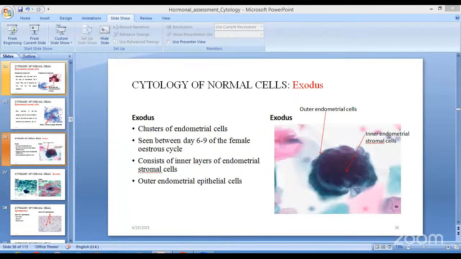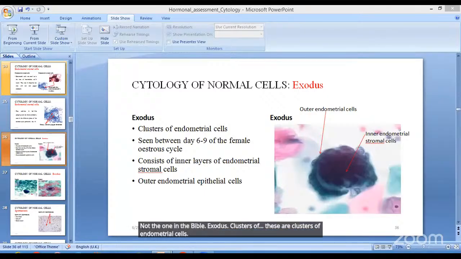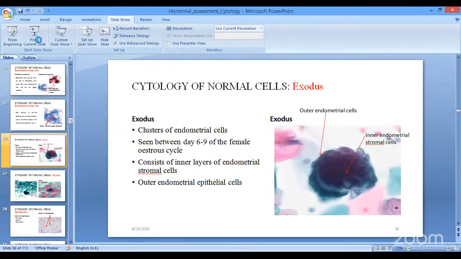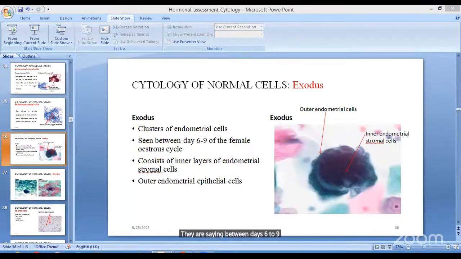Not the one in the Bible. Exodus. These are clusters of endometrial cells. They are seen between days 6 to 9 of the female oestrus cycle. They consist of inner layers of endometrial stroma cells and outer endometrial epithelial cells.